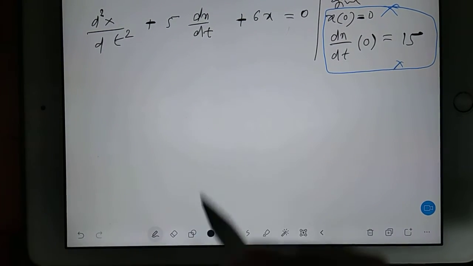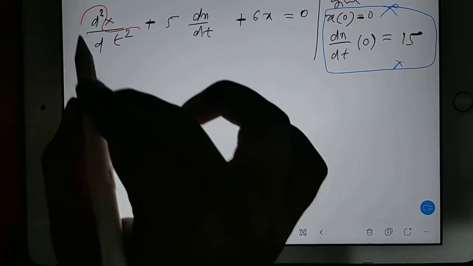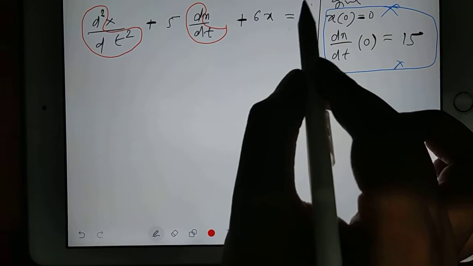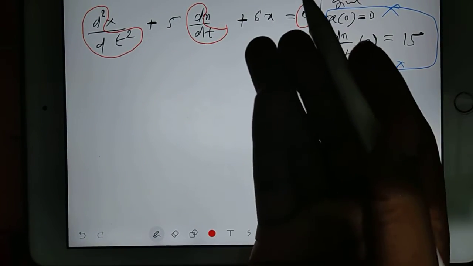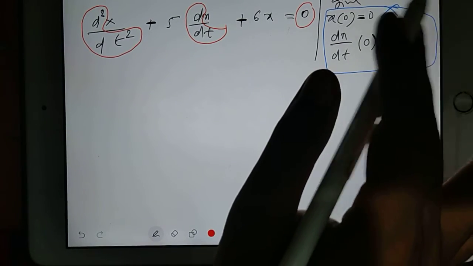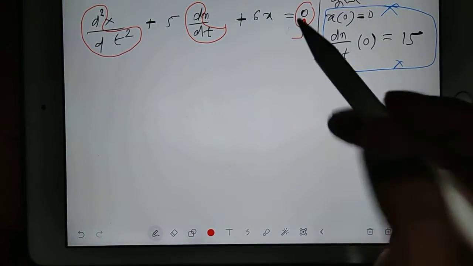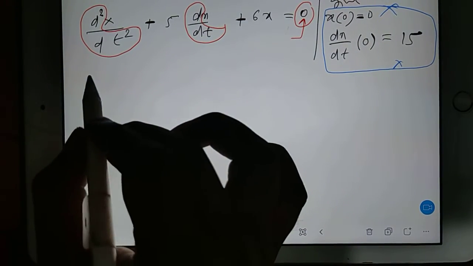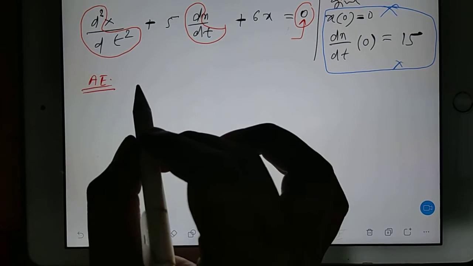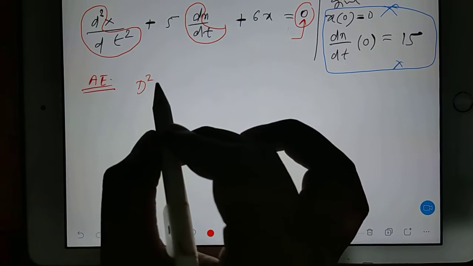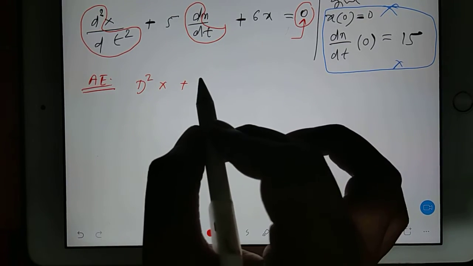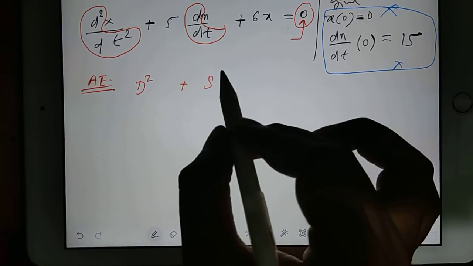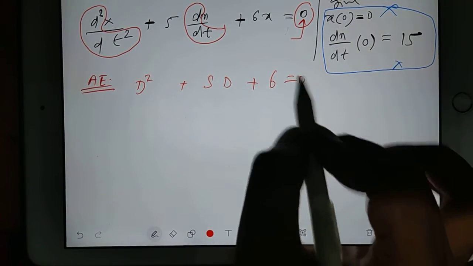Let's start this question. In this question, you consider this as D square, this as D. And one more thing. When 0 is on the right side, the complementary function itself behaves like the complete solution. And if 0 is not there, then we have to learn how to find the particular integral. So I can directly write my AE, auxiliary equation. When writing the auxiliary equation, there is no need to show the common part, you directly write the coefficient part: D square plus 5D plus 6 is equal to 0.